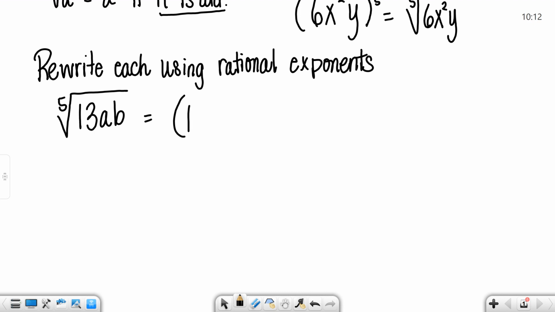So all the stuff that's inside, we're going to put in parentheses, and we know there's not a 1 there because we don't show the 1, but there is a 1. So this would be raised to the 1/5. So that would be our answer here. 13ab to the 1/5. You must have the parentheses. Let's try another one.